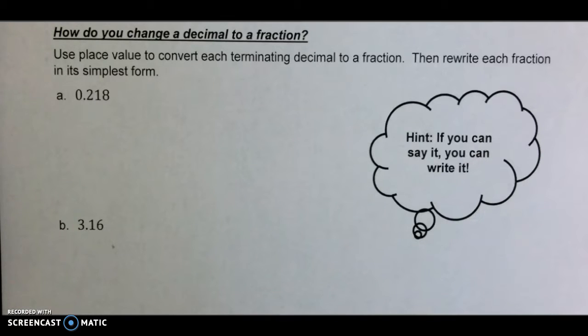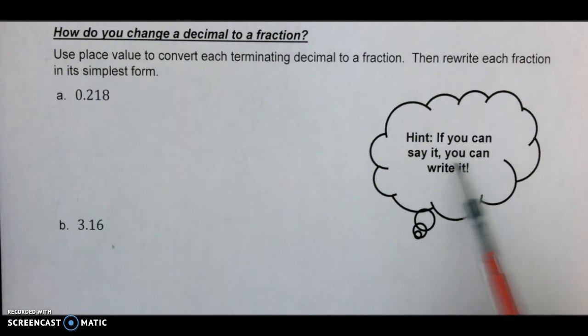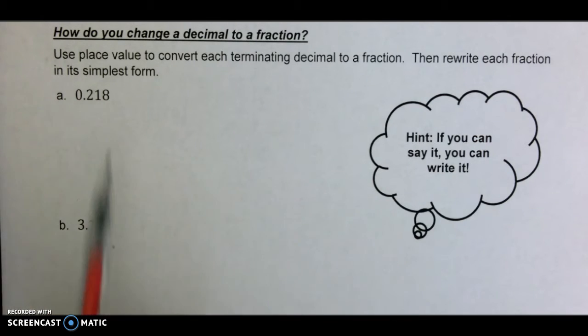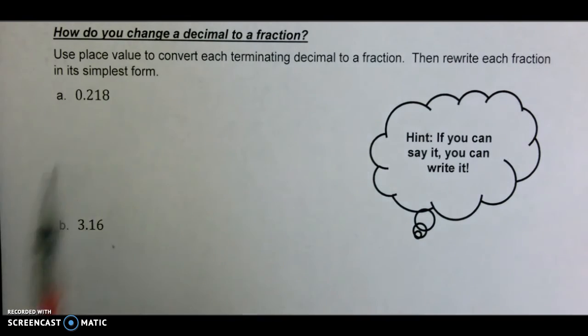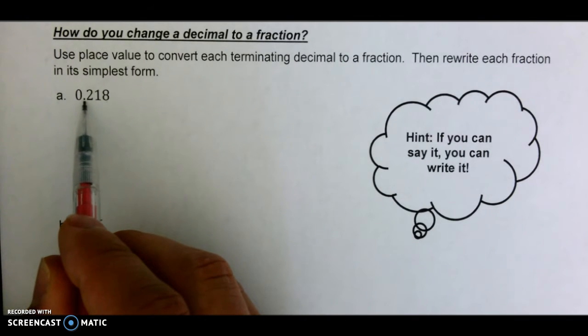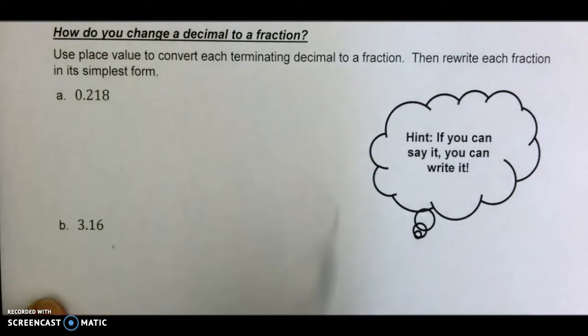Now we're ready to change a decimal into a fraction, and this process is a little bit easier than what we were just doing when we changed fractions into decimals. The big hint right here, if you look at the hint, it says, if you can say it, you can write it. That's why it's important to know how to properly say these decimals. I don't want to call that 0.218 or 218, but I want to know the proper way to say this. And again, there are 3 decimal places to the right of the decimal point, and so I know that's going to be thousandths, and this is the number 218.